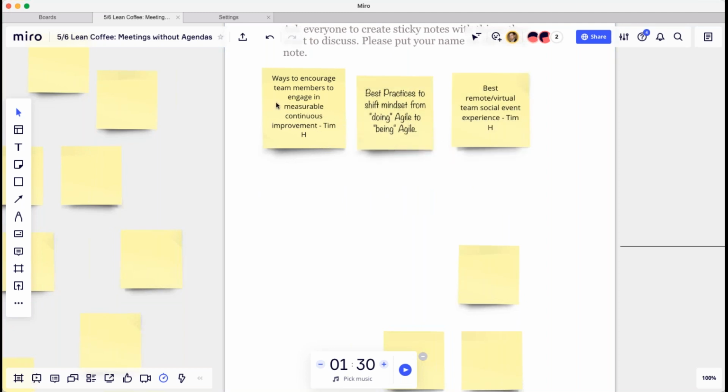But we'll start with Tim. Your sticky note here says ways to encourage team members to engage in measurable continuous improvement. Would you like to give any additional commentary on this one?